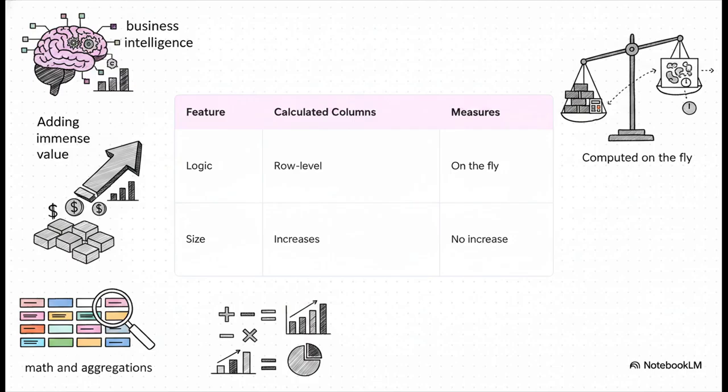Calculated columns evaluate row-level logic. They're computed when you refresh the data, and they actually increase your file size. Measures, on the other hand, are computed on the fly as you interact with the report. They are highly efficient for aggregations and cause 0 file size increase. The golden rule? Use calculated columns for row-by-row categorization, and use measures for the heavy math and aggregations.